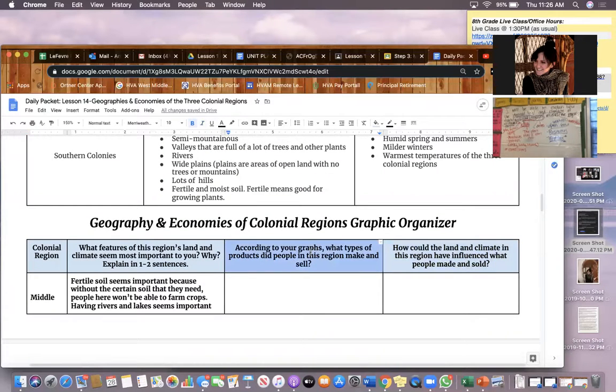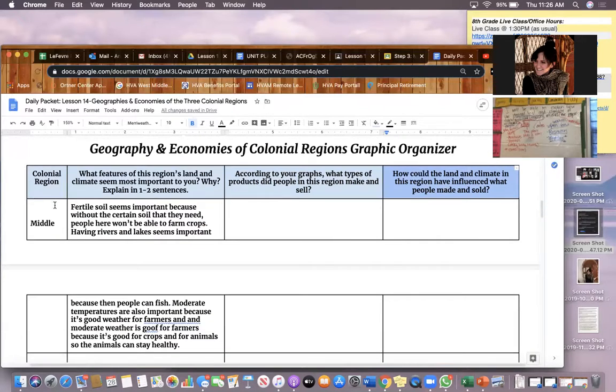According to your graphs, what types of products did people in this region make and sell? That's question number 2. And number 3, how could the land and climate in this region have influenced what people made and sold? You are jigsawing.